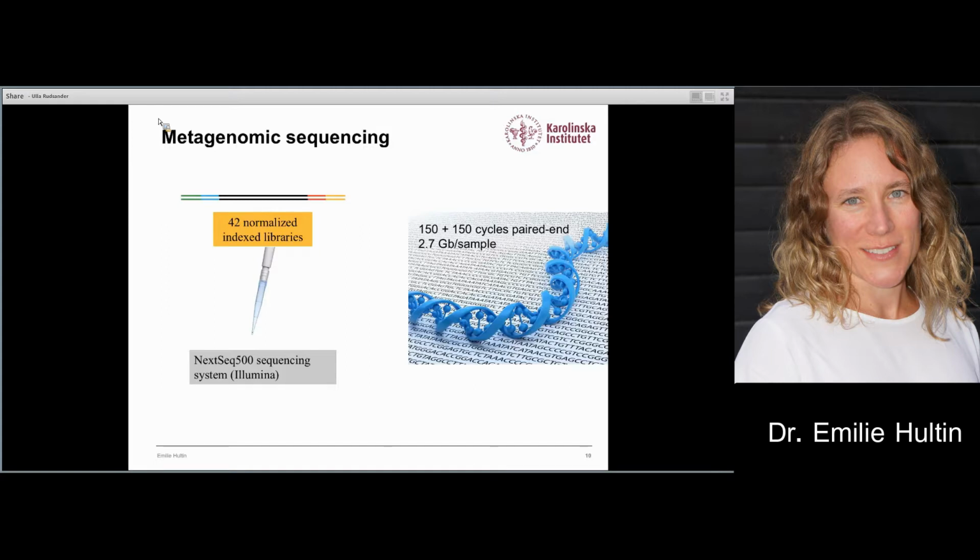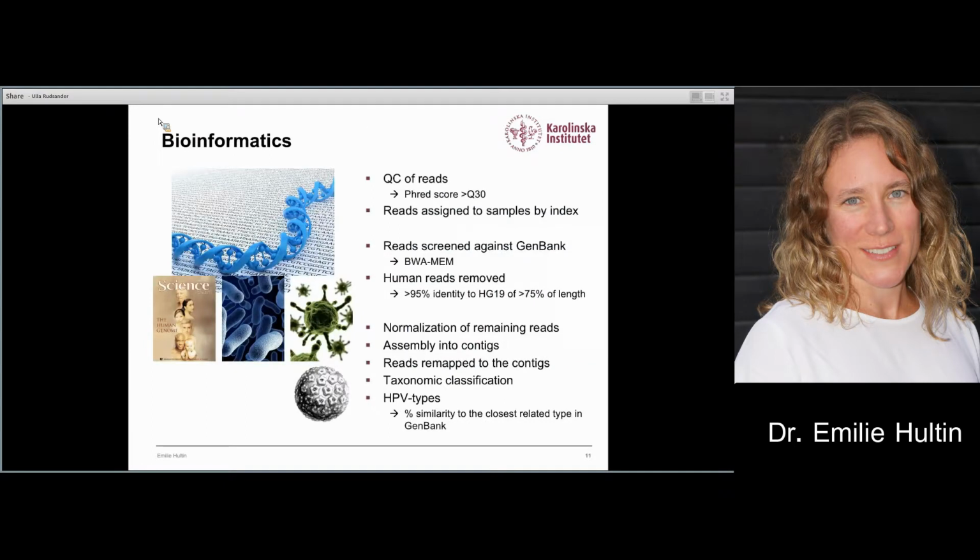These sequences that were generated, so-called reads, need to be analyzed. And first of all, they were checked for quality, and all the reads with bad quality, with a Phred score below Q30, were removed. The rest of the reads with high quality were assigned to each individual sample by the index sequence that they contained. And then all the reads were screened against known genomes that are in GenBank, and all the human reads were removed from further analysis.